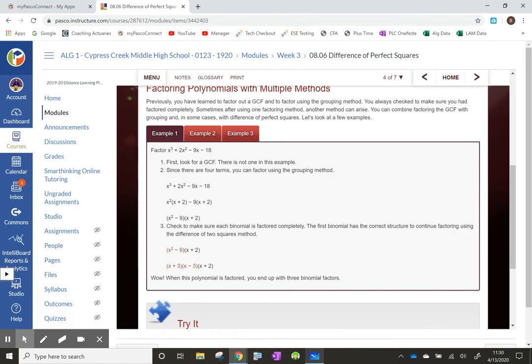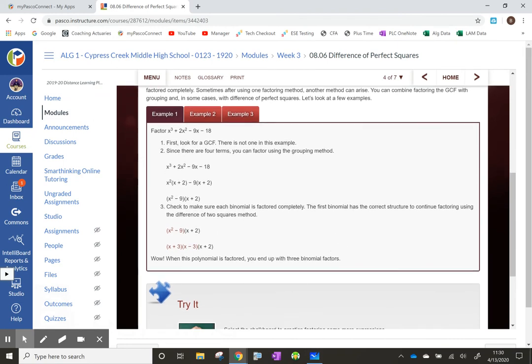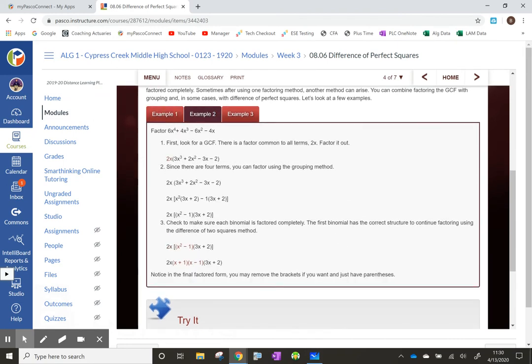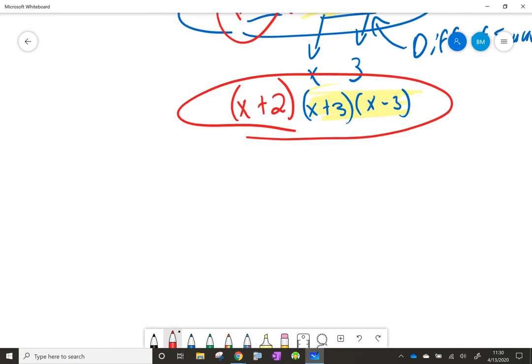And I think that's what they show you on here. Yes, they show you that as well. So be aware of that. Let's try example 2 while we're here. So 6x to the 4th plus 4x to the 3rd. Let's see here. 6x to the 4th plus 4x to the 3rd.